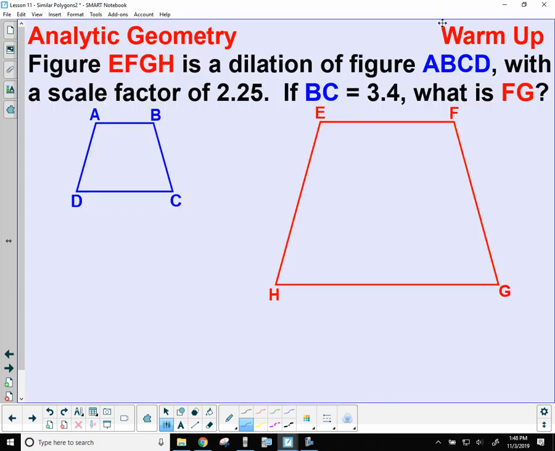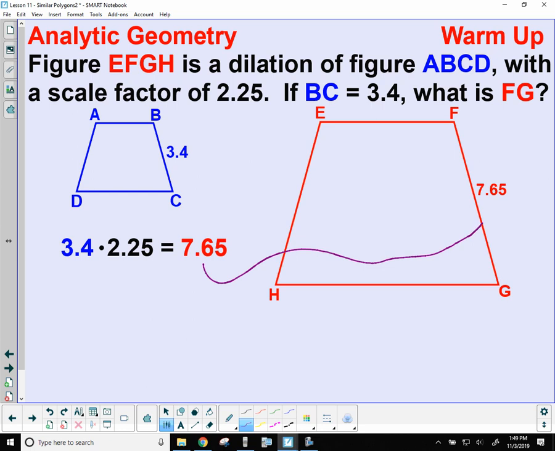So, here's a nice little warm-up. Again, you can pause the video, draw the pictures, and try it out for yourself. You really should. Now we're back, so let's look at the answers. I went ahead and placed the lengths where they belong. I took the scale factor, multiplied it, and we got 7.65. Pretty easy. All you're doing is multiplying by the scale factor.